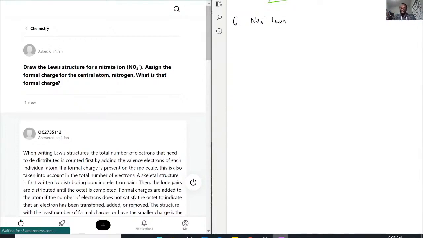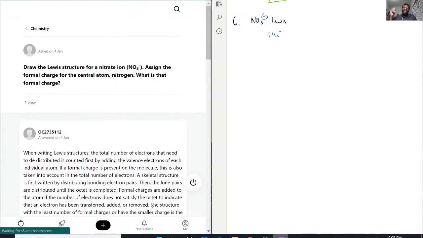So nitrogen, being on the 15th column, has 5 valence electrons. Oxygen, being on the 16th column, has 6 valence electrons. So with that being said, we have 5 plus 3 times 6, because there's 3 oxygens. So right now that is 18 plus 5. That is going to be 23. And then we have this nice minus here indicating we're adding an extra electron. So we're working with 24 electrons total.